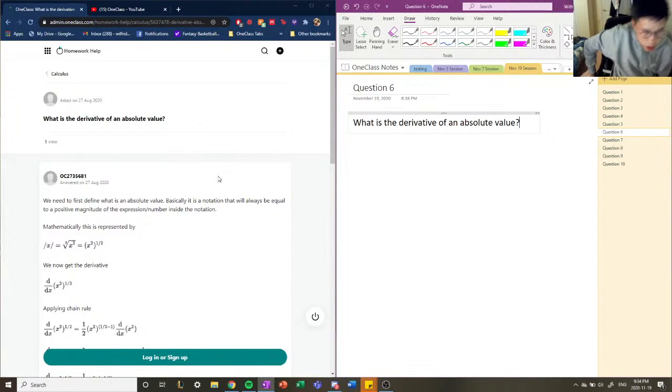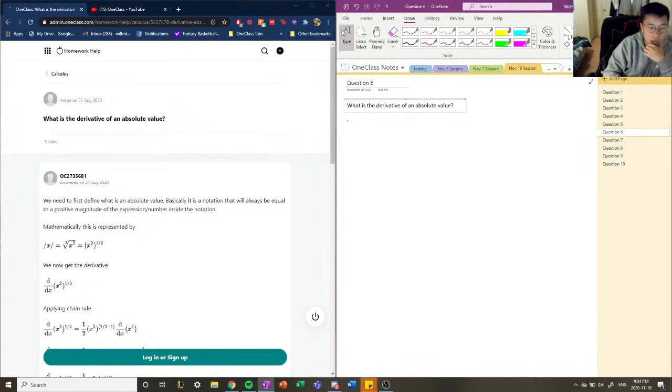All right, the next question is, what is the derivative of an absolute value? The absolute value is a function, and its convention is written with two bars and a variable on the inside. Regardless of whether x is positive or negative, it will always output a positive number. That's what an absolute value is.